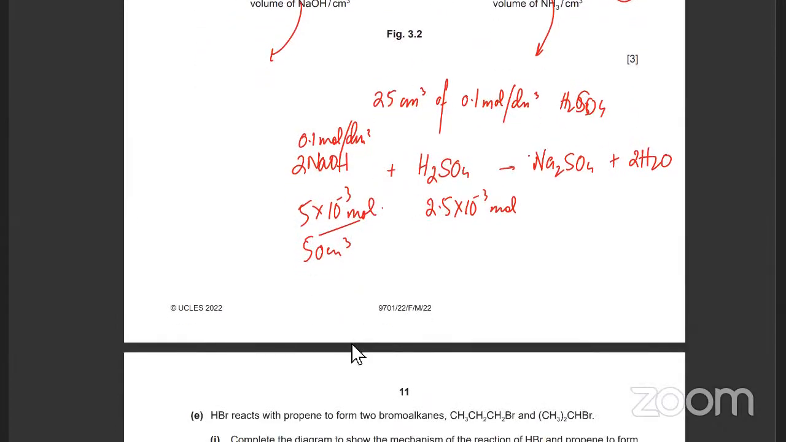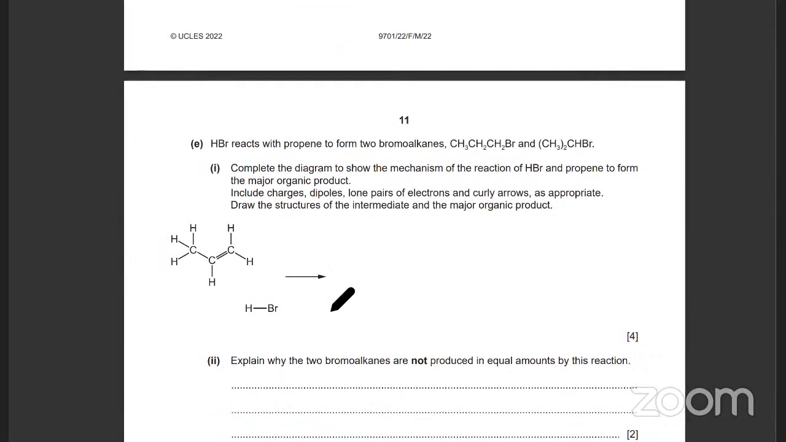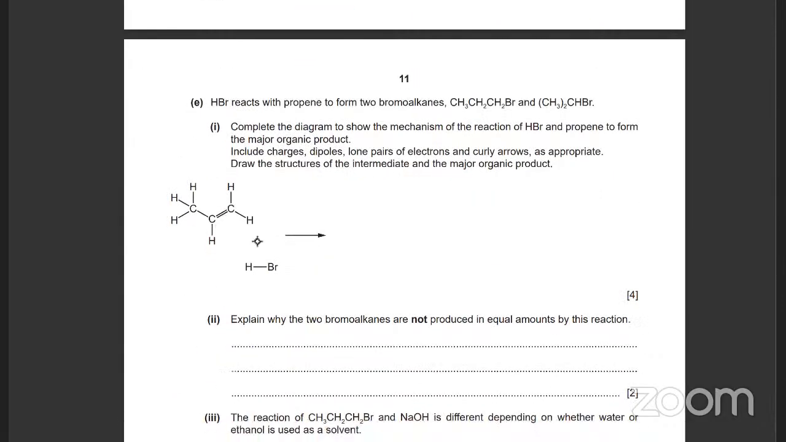Remember, you can't use that 1:2. So do the moles question. Finally, we'll do this. This is electrophilic addition. You've got to remember the arrows, curly arrow, positive. You've got electrons over here, and these electrons would be repelled. It's going to form a carbocation.